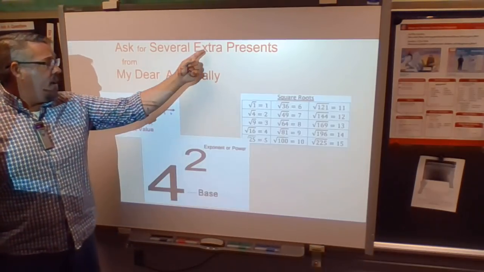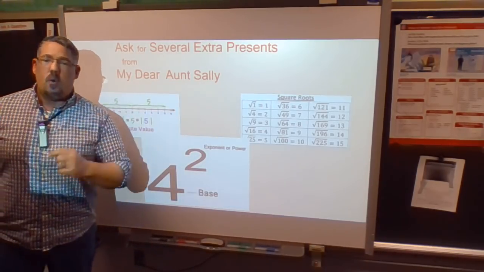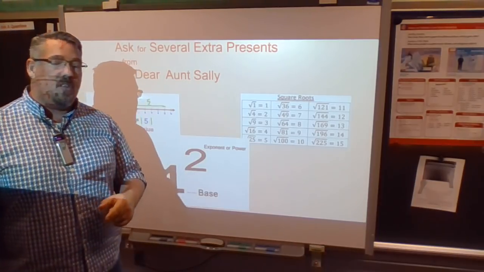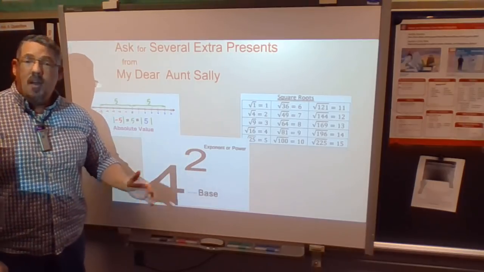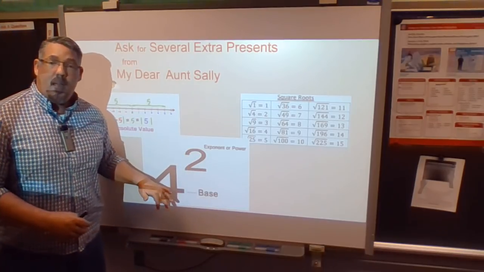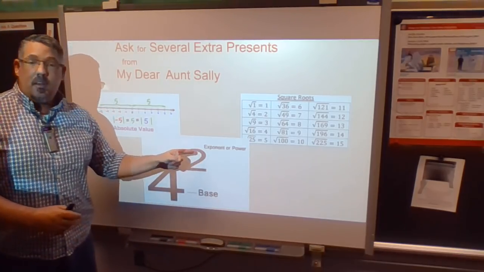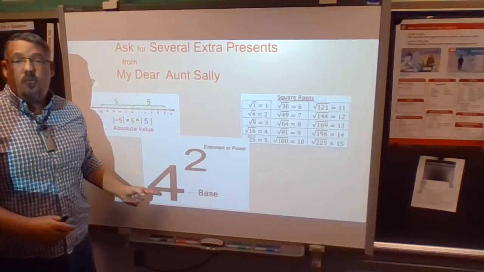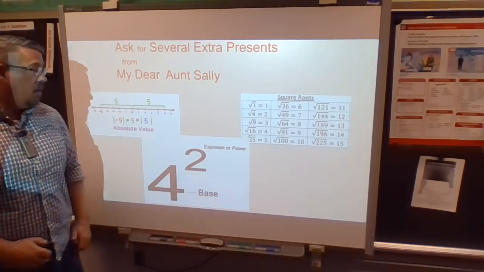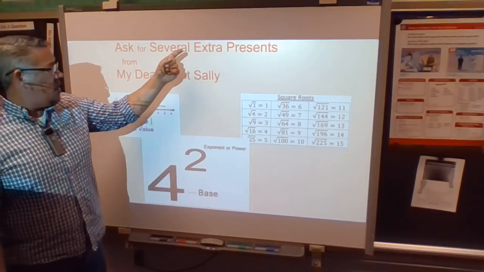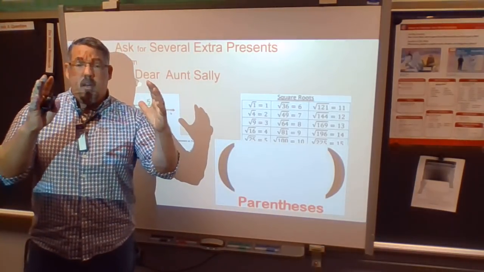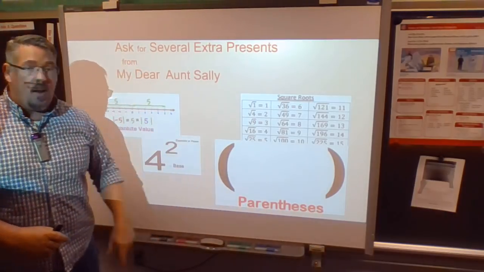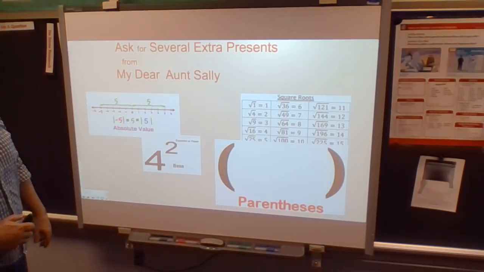Ask for several extra exponents. That's what we started with in the previous lesson, Chapter 7, Lesson 1. There's a base, there's an exponent or a power, and I know to take the base and multiply it by itself however many times this says. So I would change this to 4 times 4, which is 16. Ask for several extra presents, parentheses. Pretty easy. Whatever is inside of those fancy little squirrely lines there, you're going to do that math.